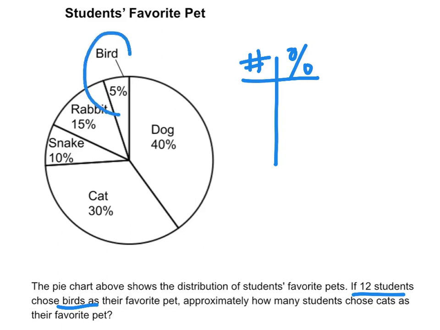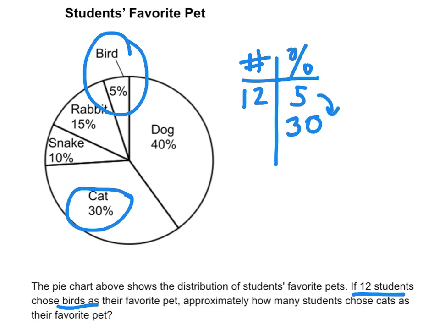So let's take a look at birds. So birds is 5%. So under percent, I'm going to put the 5. And I know that 12 students chose birds. So 12 is 5%. I want to find the cats at 30%. So I want to make my percents be 30. So I can multiply 5 times 6, which means I can do the same thing on the other side. So 12 times 6 is 72, and that means that there are 72 cats if 30% of the total animals are cats.